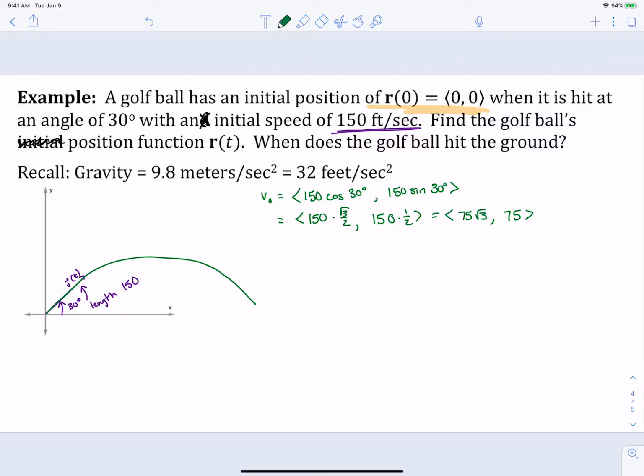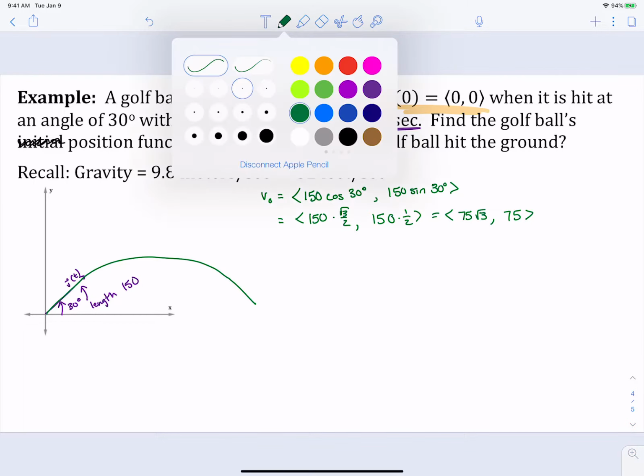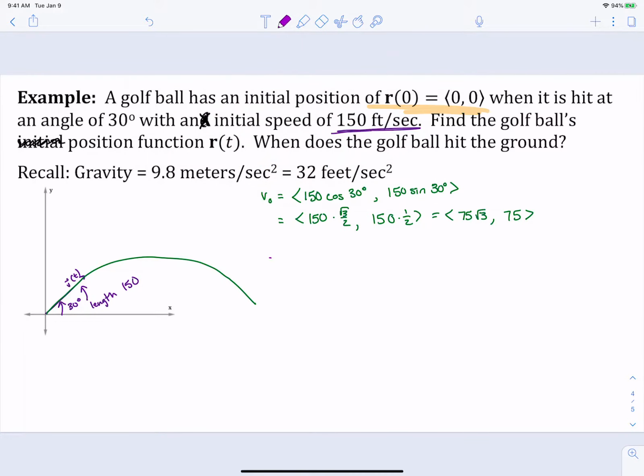Well, to start this, to get back to position, we need the velocity function. Well, we don't have that, but we could think about what our acceleration function is.